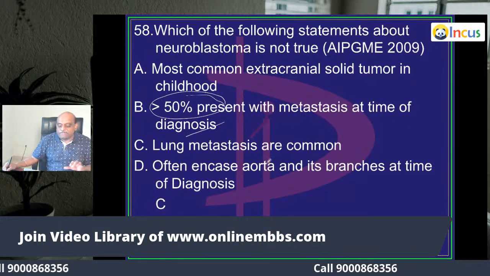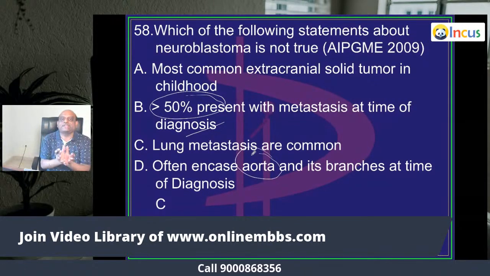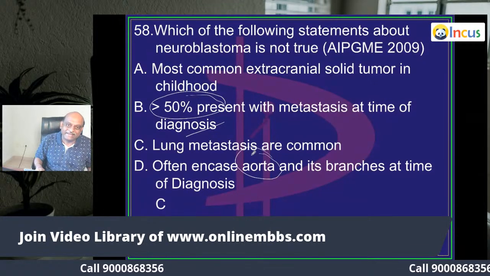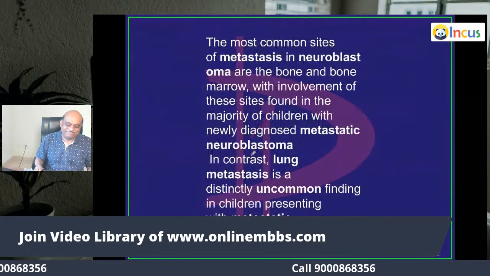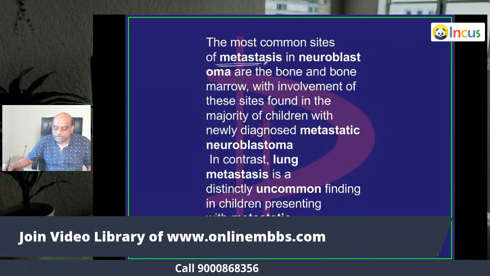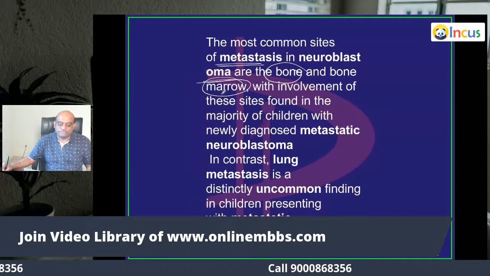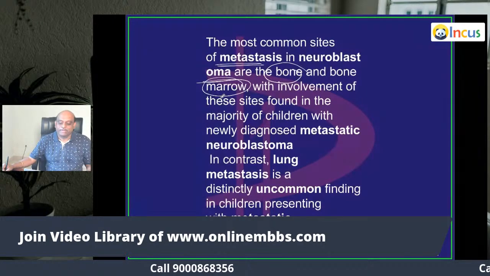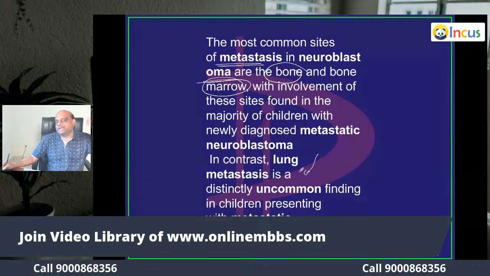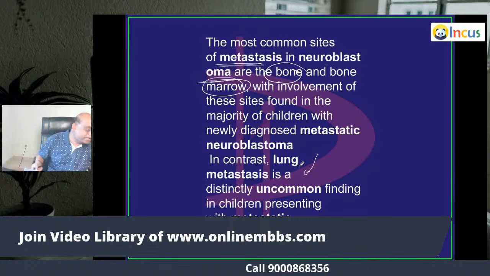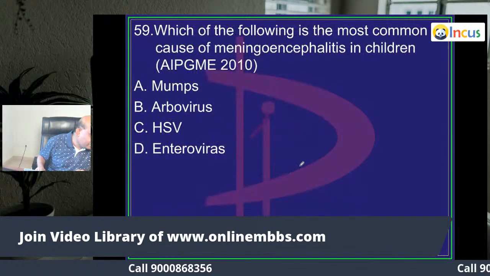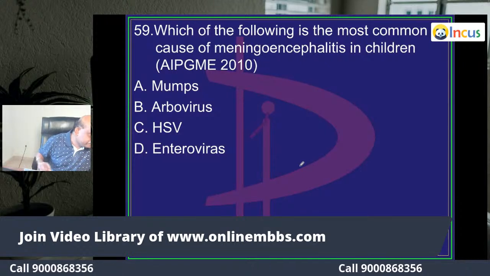Often the neuroblastoma will encase the aorta and its branches. Lung mets are rare. The most common metastasis of neuroblastoma is to the bone marrow, whereas lung metastases are a distinctly uncommon finding in metastatic neuroblastoma. That is what you need to remember.